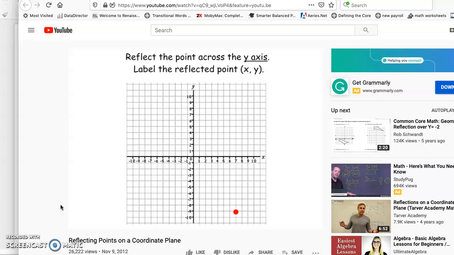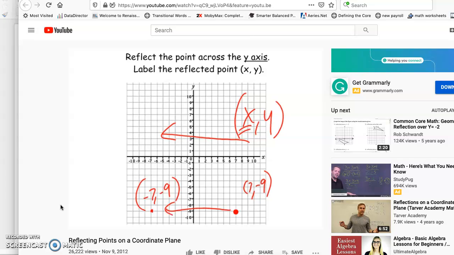Same thing. I have a point here, 7, -9, and I'd like to reflect again across the y-axis. So to do that, if you want to reflect across the y, change the x. So I'm going to change the x from +7 to -7. So I'm going to do -7, -9. And -7, -9 would be located right here. This is -7, -9. So it's reflecting across the y-axis.